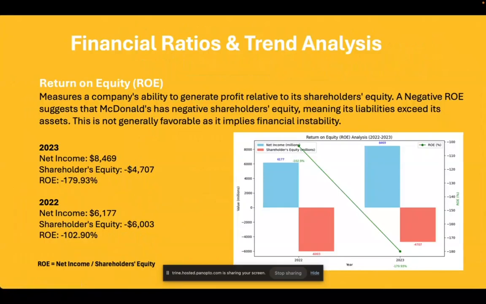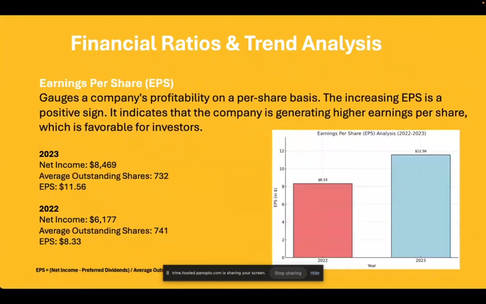Now let's focus on the 6 key financial ratios. Return on equity measures a company's ability to generate profit relative to its stakeholders' equity. A negative return on equity, as you can see here, indicates that liabilities exceed McDonald's assets, which is not a financially good position. However, the earnings per share for McDonald's have increased, and it is a favorable situation for investors.